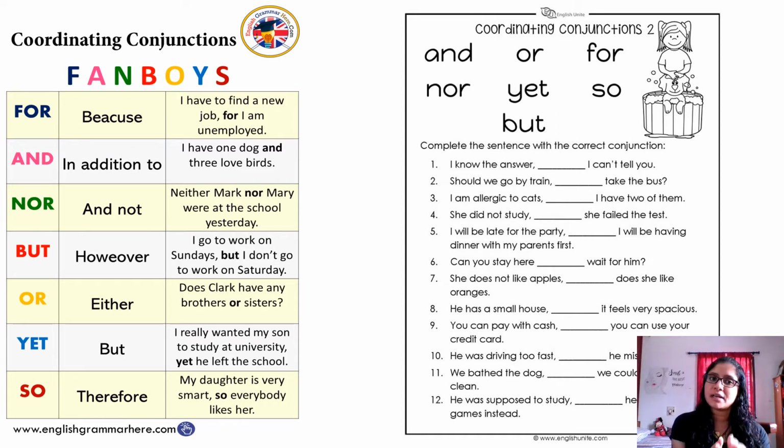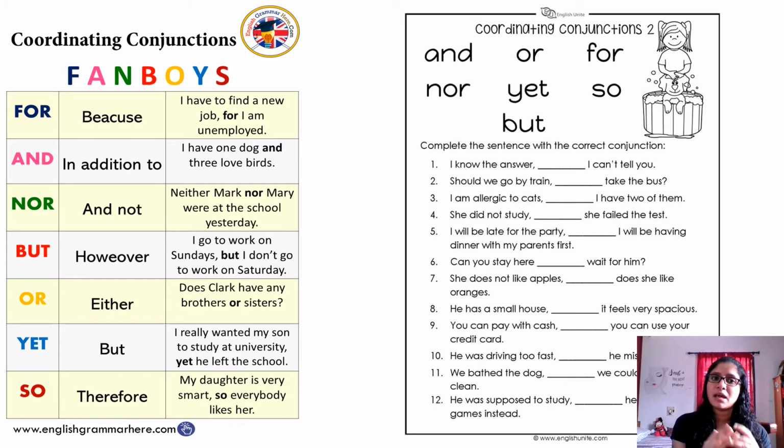You can also write, I have to find a new job because I am unemployed. But when you use "for" to it, the sentence looks much richer, right? And is in addition to, like when you add both things together, like coffee, tea. When you say you like both things, in those sentences you will use "and". I have one dog and 3 lovebirds.